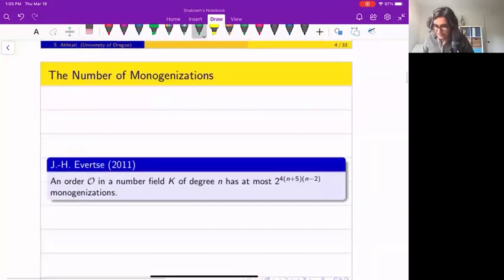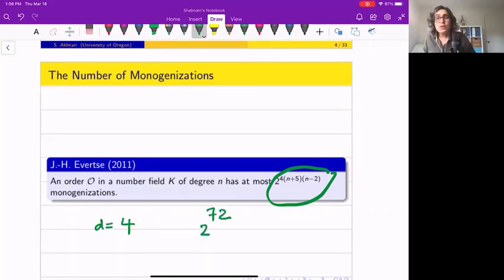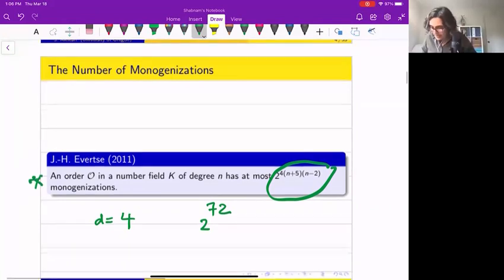Better results were established by Evertse, and that bound was improved. The paper was published, I think, in 2011. So that's the improvement of the bound they had with Győry before. If my degree of number field is 4, this I think gives me 2 × 2^72. My goal here is to work on this theorem, just this one result, and try to improve this bound a little bit.